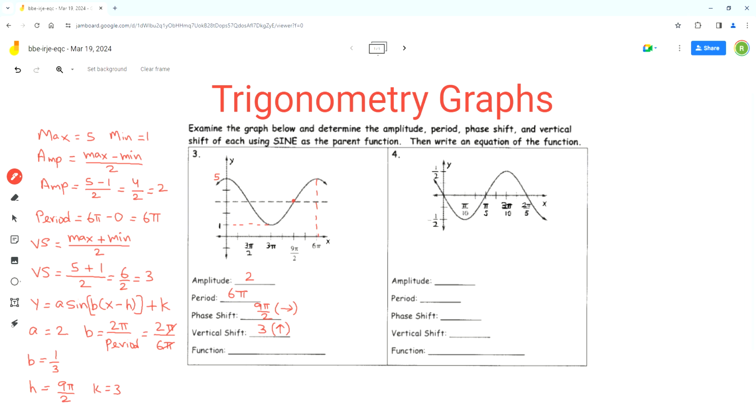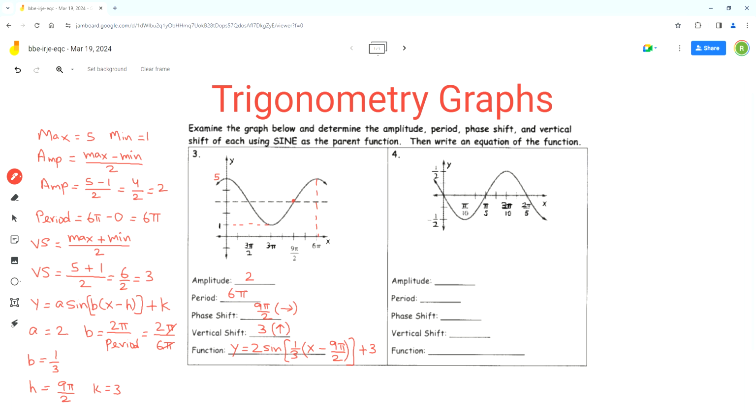So now we can write the equation for this transformed sine function. Our equation will be y equals 2 sine, in brackets 1 over 3, the b value, and then x minus 9 pi over 2, and then plus 3.